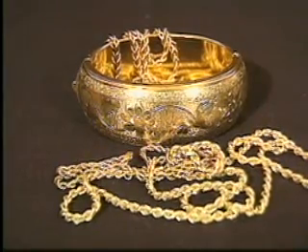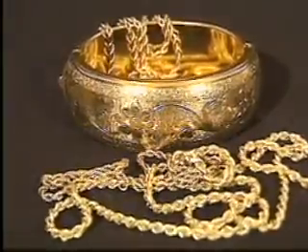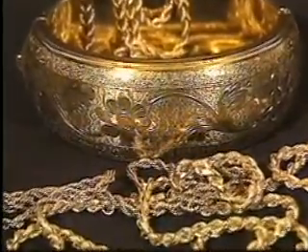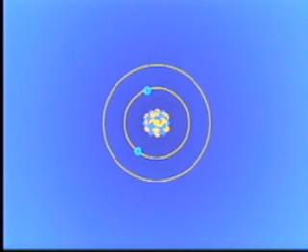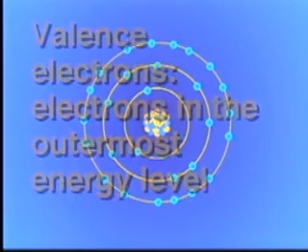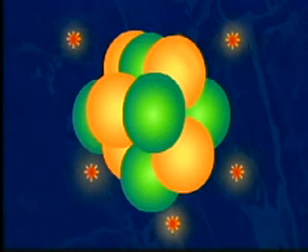Larger elements have many more energy levels than just 3. For example, gold has 5 energy levels. Energy levels fill up with electrons, starting at the innermost energy level and working outward. The electrons in the outermost energy level are referred to as valence electrons. The valence electrons are very important in determining how an atom bonds with other atoms.